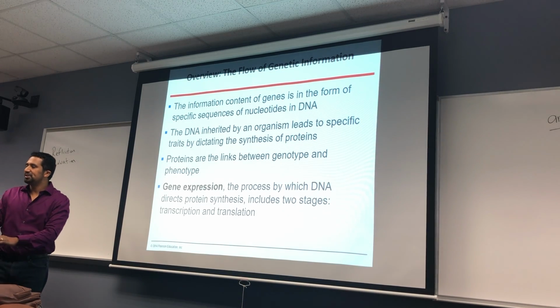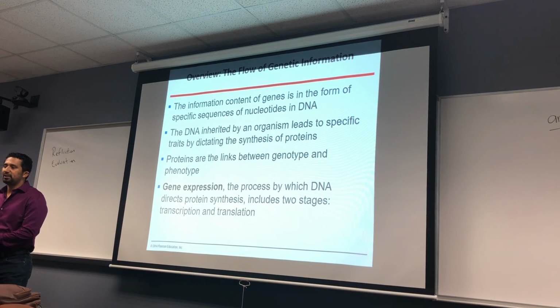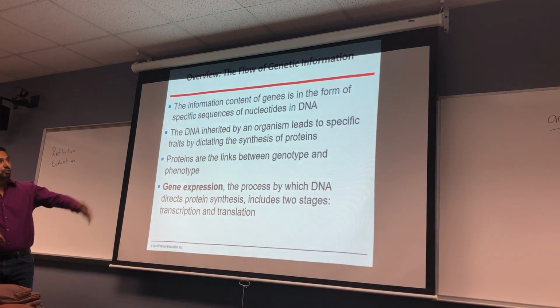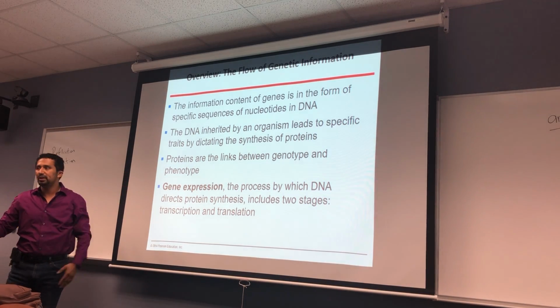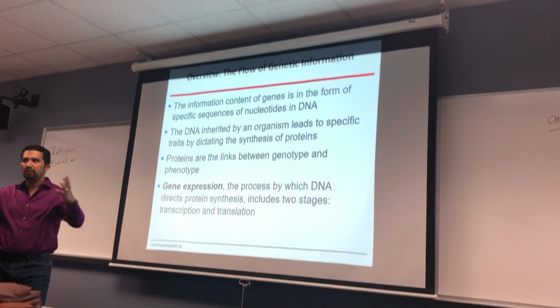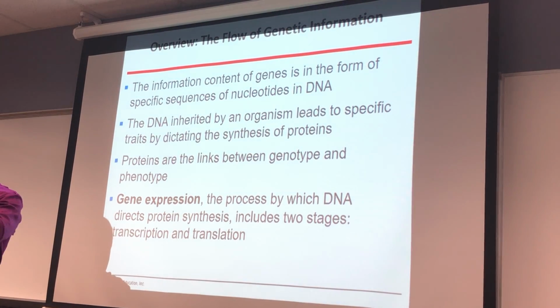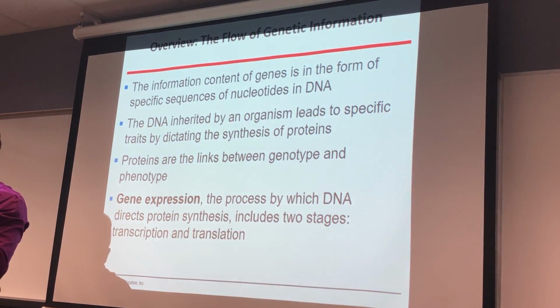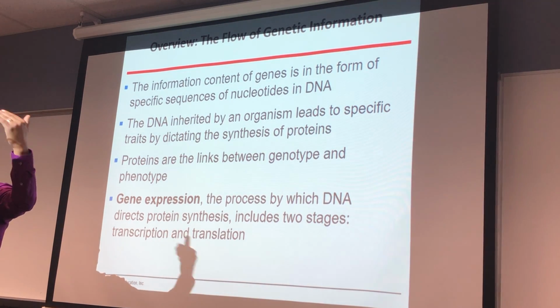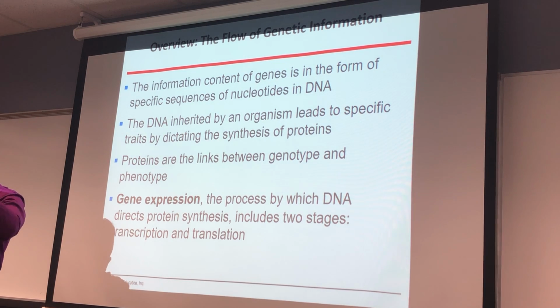Okay, so this is the overview for the flow of genetic information. The information content of genes is in the form of the sequence of nucleotides in the DNA. So you have your DNA, the sequence of this DNA for these genes, and these genes are going to be expressed, gene expression. From DNA we go to RNA, transcription, and then from RNA to amino acids, polypeptides, proteins, enzymes, translation. Okay, that is the gene expression.